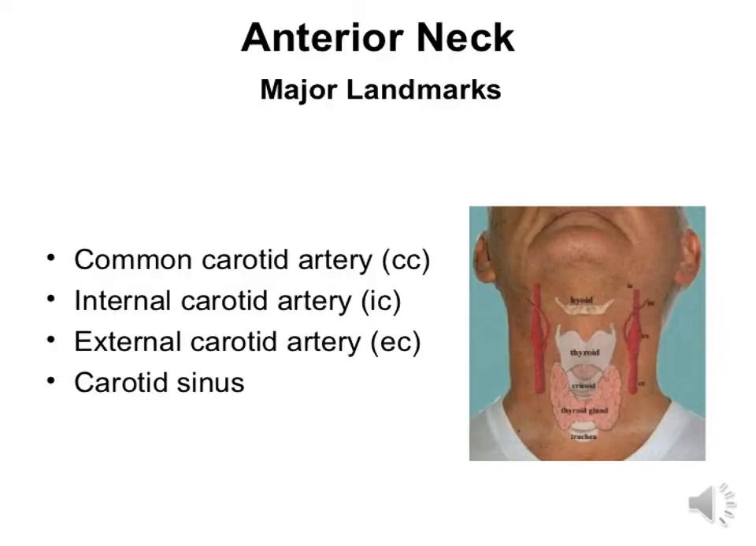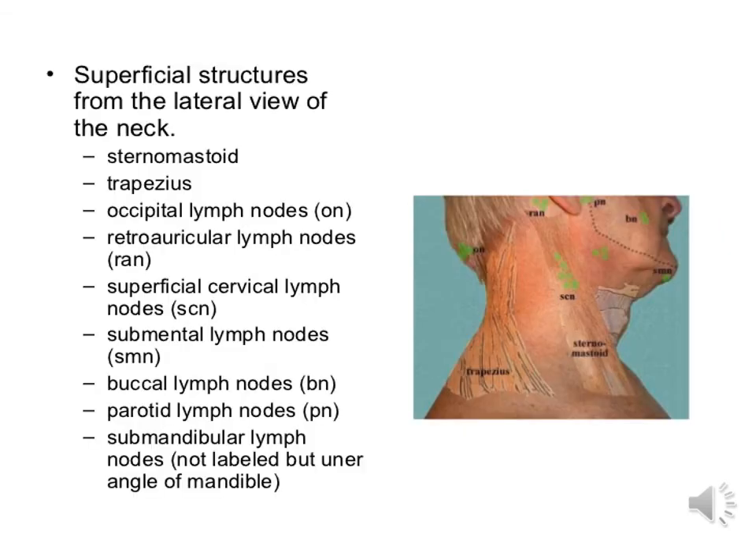Now we go to the major landmarks within the neck. From the anterior view, we have the common carotid artery, and the internal carotid artery and external carotid artery, and at the bifurcation of these, the carotid sinus. In the lateral view, the superficial structures of the neck are the sternocleidomastoid muscle, trapezius muscle, occipital lymph node, retroauricular lymph node, superficial cervical lymph nodes, submental lymph node, buccal lymph node, parotid lymph node, submandibular lymph nodes, and not labeled, the angle of the mandible.